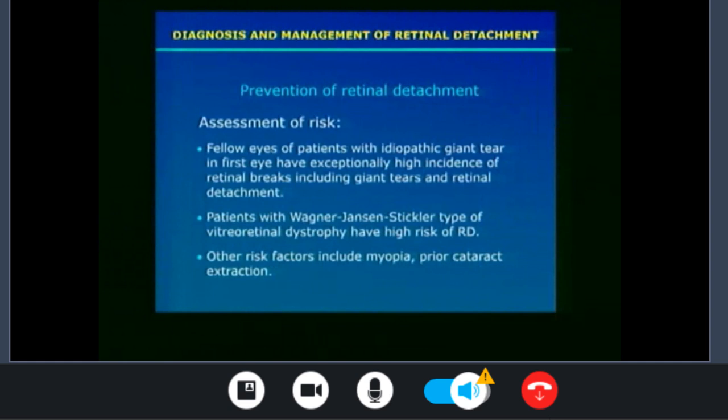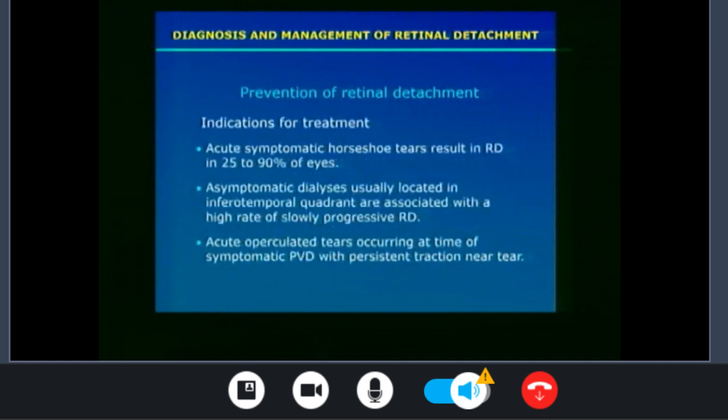The fellow eyes of patients with idiopathic giant tears. I told you before, idiopathic non-traumatic giant tears in one eye, there is high risk of retinal breaks, giant tears, and retinal detachment in the fellow eye. So this is an absolute indication to do prophylactic treatment in the fellow eye. Patients with Stickler syndrome have a high risk of retinal detachment. So what are the indications for prophylactic treatment? So far, is it clear?